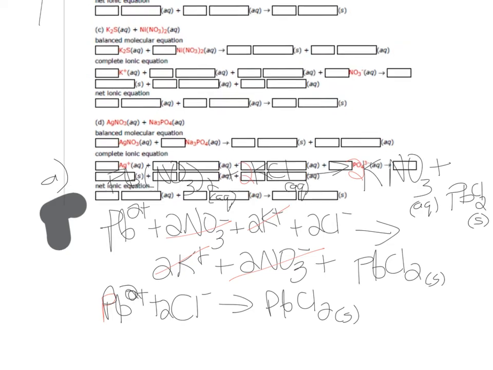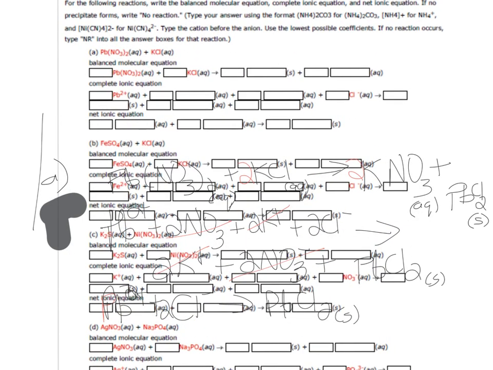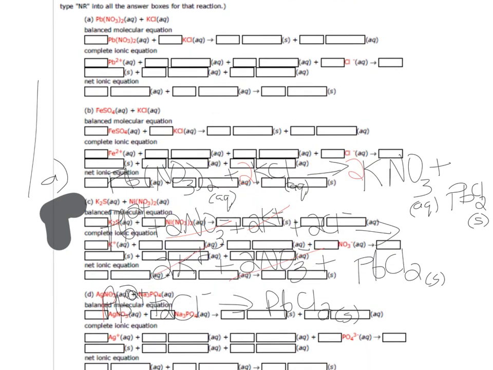So for instance, if we go back to part A here, in the net ionic equation, I want to write 1 Pb2 plus and 2 Cl minus. And you have to actually write out the 1 PbCl2 and so forth. That completes part A. We'll do a separate video for part B.